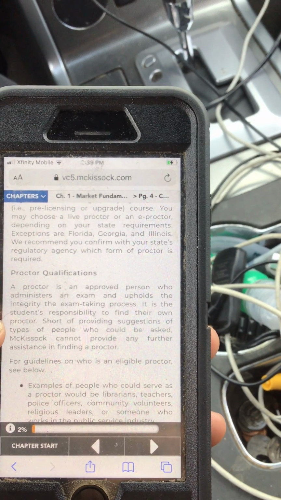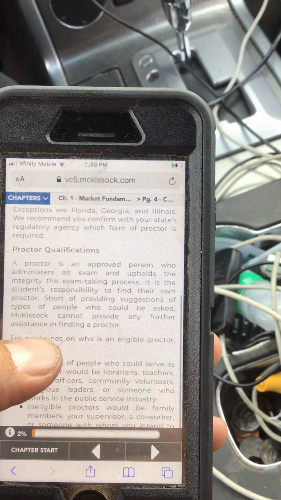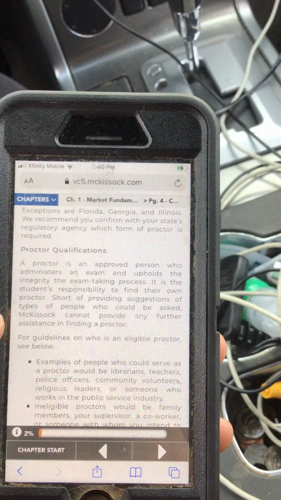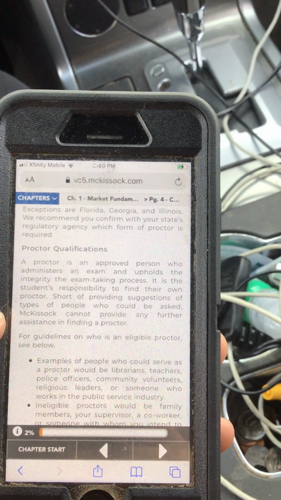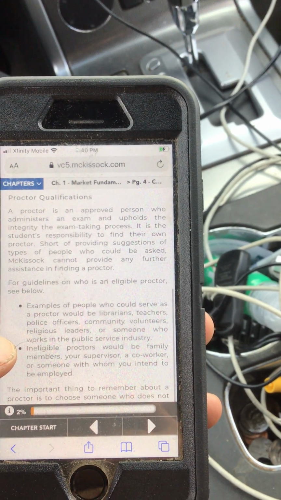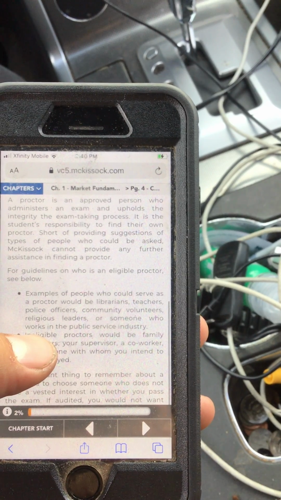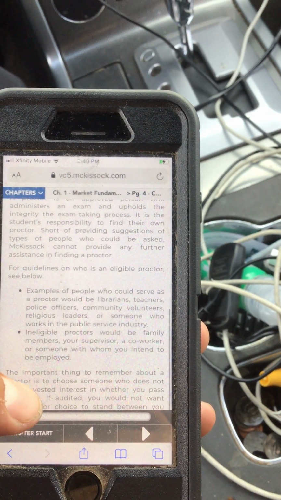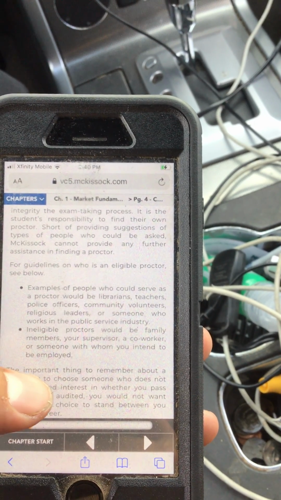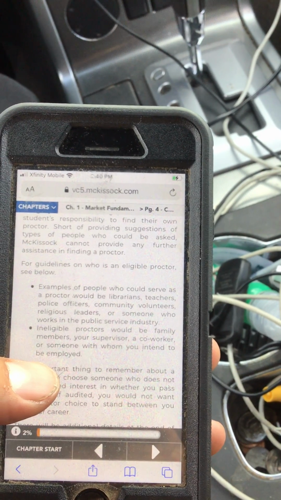You may choose a live proctor or an e-proctor depending on your state requirements. Exemptions are Florida, Georgia, and Illinois. We recommend you confirm with your state's regulatory agency which form of proctor is required. Proctor qualifications. A proctor is an approved person who administers an exam and upholds the integrity of the exam taking process. It is the student's responsibility to find their own proctor.